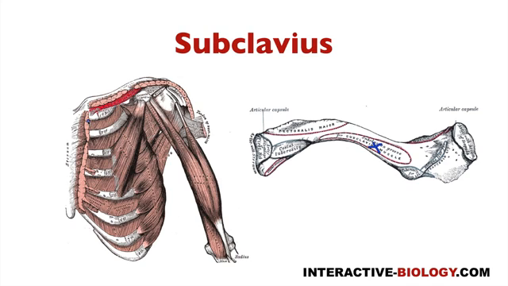We know that in general, it's going to move from the insertion point. It's going to move the bone that it's attached to on the insertion point towards the origin point, the point of origination, and that's exactly what we see here with the subclavius muscle.